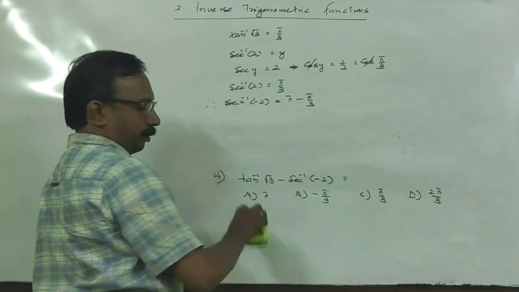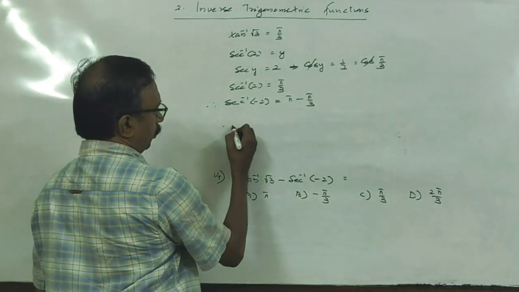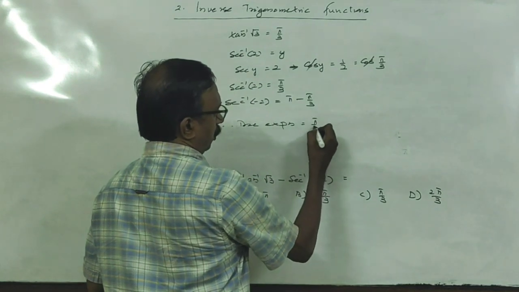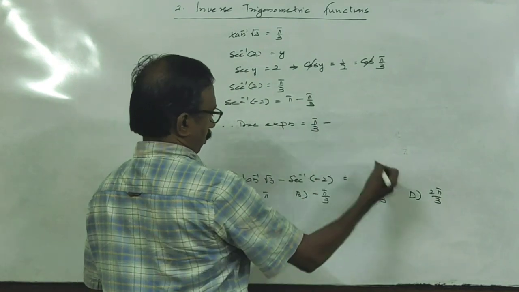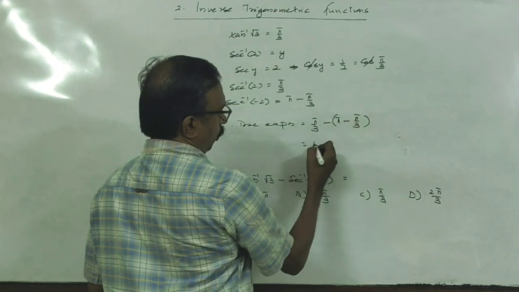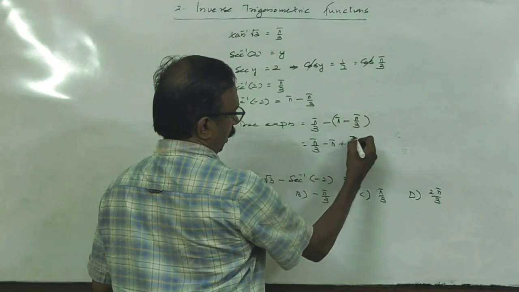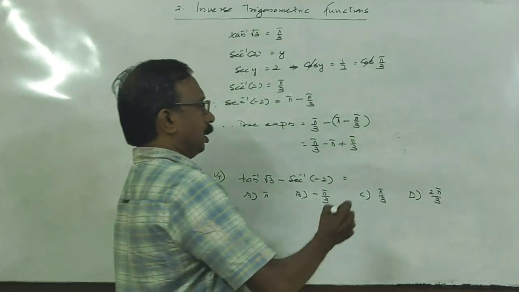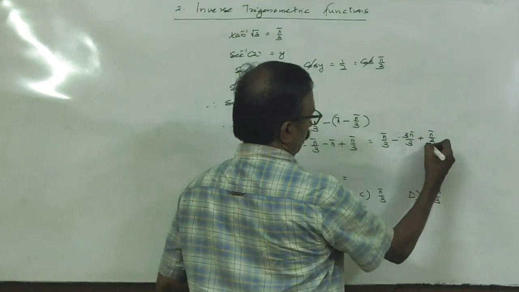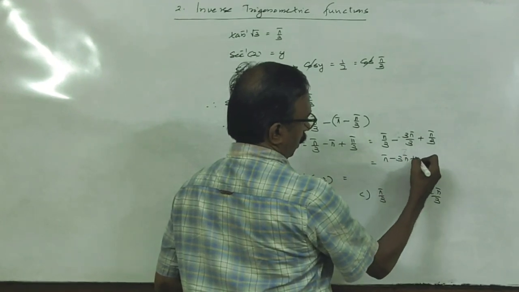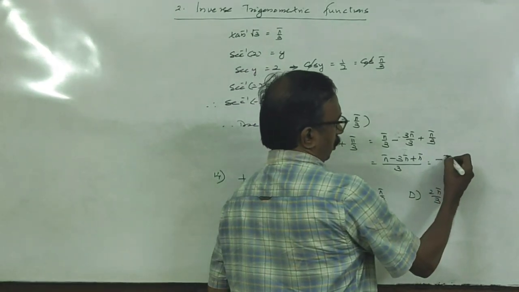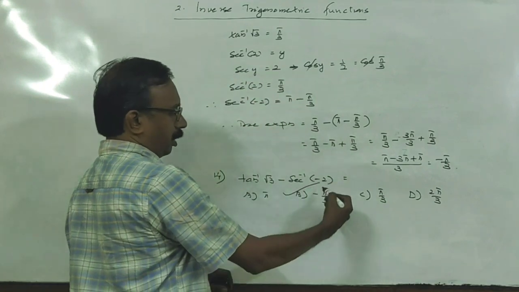Applying these values, we have the expression is equal to tan inverse root 3, pi by 3, minus sec inverse minus 2, which is pi minus pi by 3. So pi by 3 minus pi plus pi by 3. Here pi by 3 minus 3 pi by 3 plus pi by 3, that is pi minus 3 pi plus pi divided by 3, 2 pi minus 3 pi over 3. This is the answer, minus pi by 3. B is the answer, isn't it?